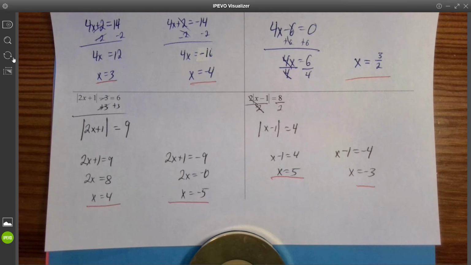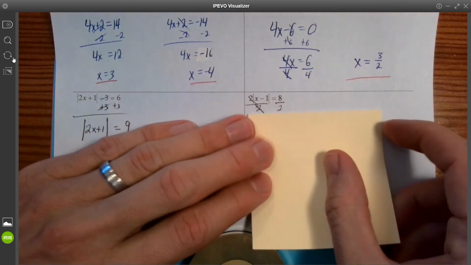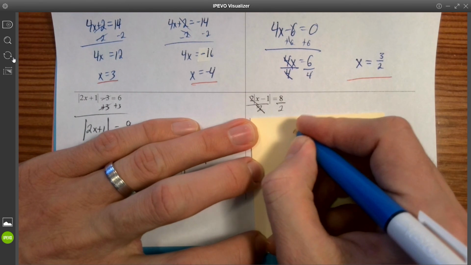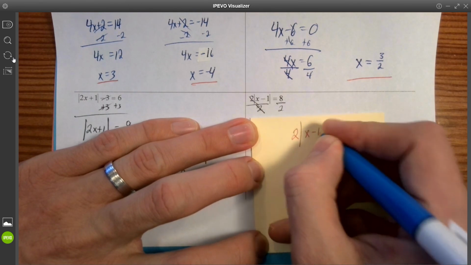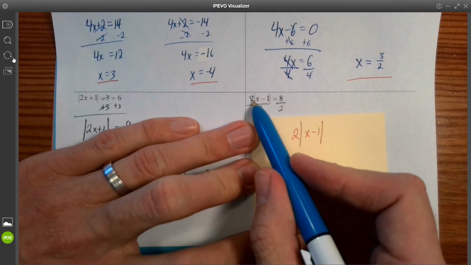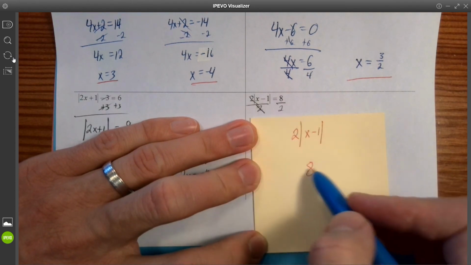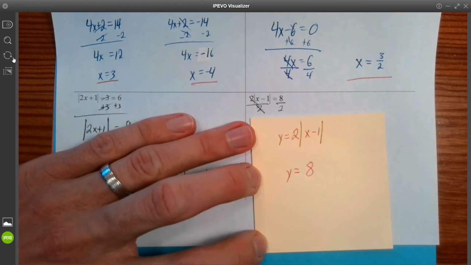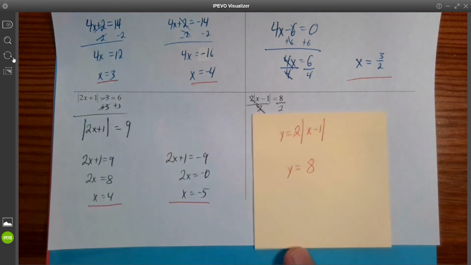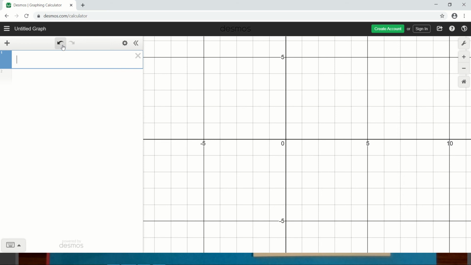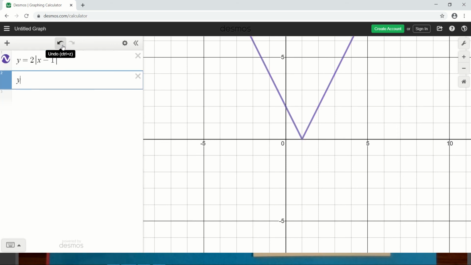So here's the deal. Here's the way I'm going to do it. I'm going to type in Desmos the original problem, before I divide, before I do anything. I'm going to type this side as a function, and I'm going to type this side as a function. Here's the original: 2 absolute value of x minus 1, and then the other side said 8. So y equals this, and y equals that. And I'm going to find where they meet. I'm going to find the x values where they meet. That's what I'm looking for. So y equals 2 absolute value of x minus 1, and then y equals 8.